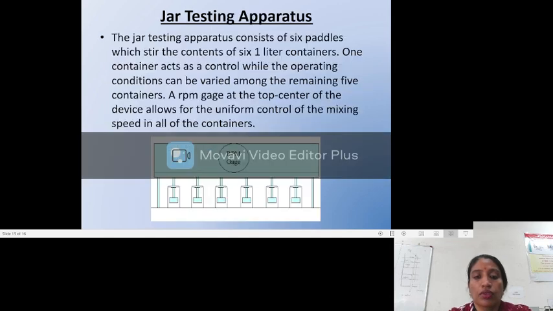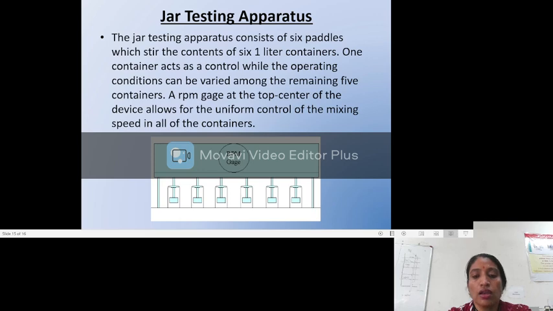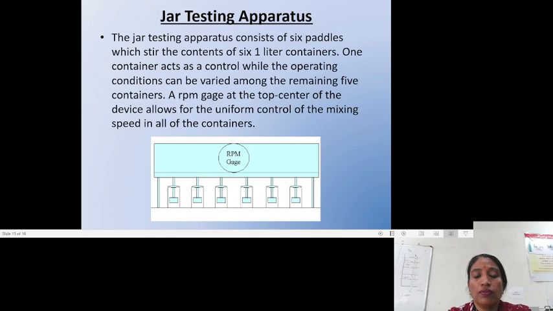Now, this is the diagram of a jar testing apparatus. It consists of 6 containers of 1 liter each, and one container will act as a blank. The paddles are given in the apparatus, which can be used to stir the contents of the containers. And the RPM gauge at the top center of the device allows for uniform control of the mixing speed in all of the containers.